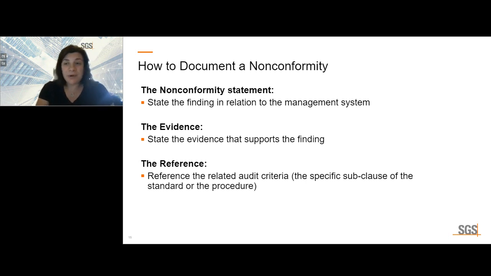So remember, you have a non-conformance statement, you have the evidence that supports what you saw or did not see and should have seen, and then you have to back it up with evidence. You have to back it up with a reference.